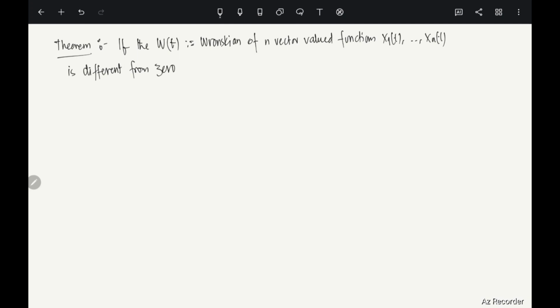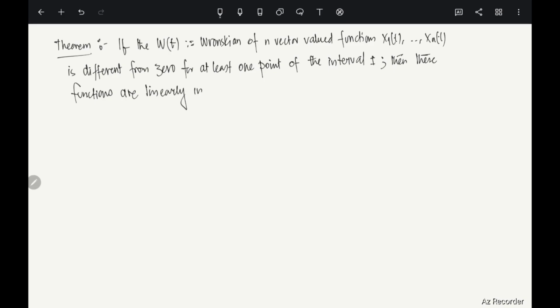Clear? So basically what I'm trying to say is the determinant is non-zero for at least one point in the interval, okay, for at least one point of the interval I. Let's say, then these functions are linearly independent in I. Clear?